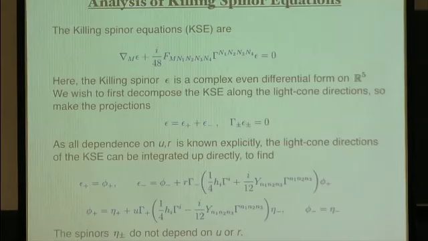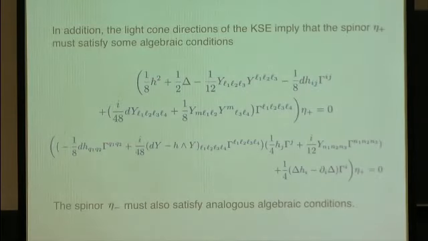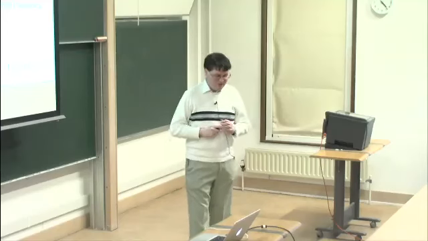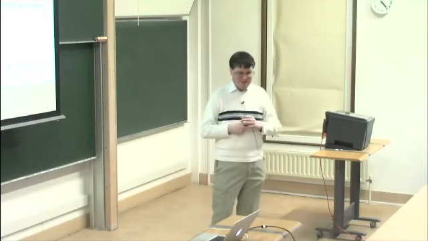You don't just get this, however, you get a number of algebraic conditions as well. In particular, you get two algebraic conditions acting on the spinor eta plus, which look rather unpleasant, but I'm not going to dwell on these. You also get a number of algebraic conditions acting on eta minus, but I'm not going to even write those down for a very simple reason, which will become apparent because I'm going to show that eta minus has to vanish. So those are those two components of the Killing spinor equation dealt with.